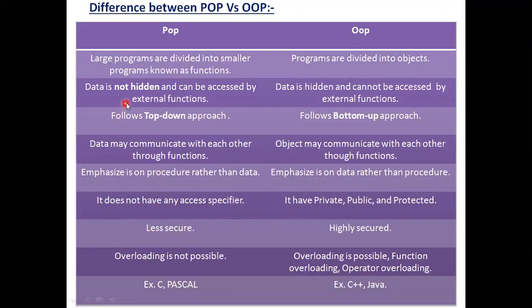As we have discussed in the second point, data is not hidden. Once you declare the variables, those variables can be accessed by any member function. That is why we have mentioned here less secure. In object-oriented programming, it is highly secure. The data can be protected using the access specifiers.